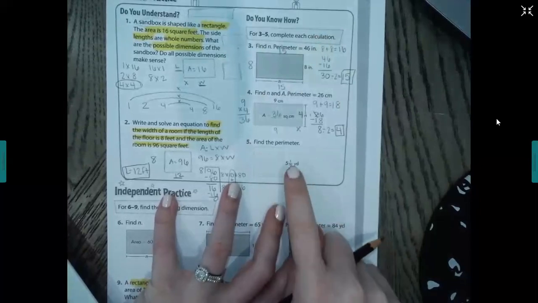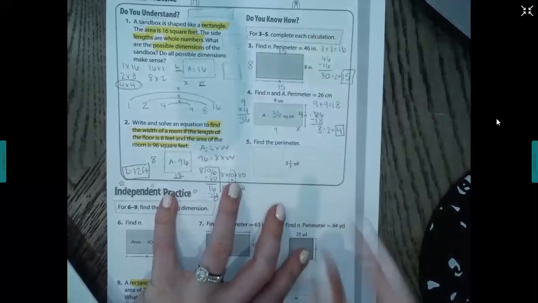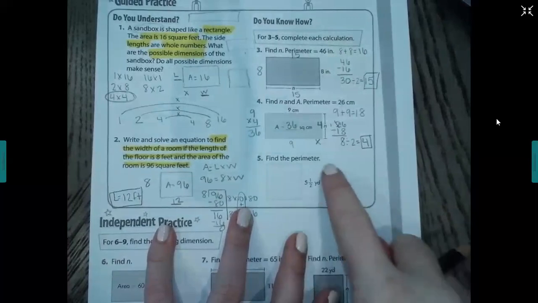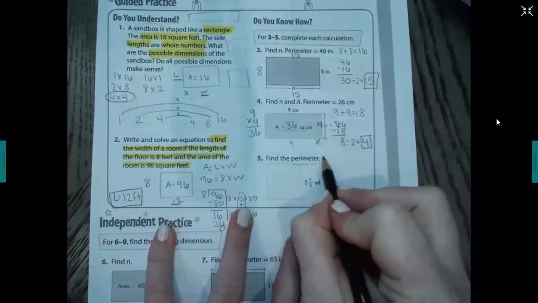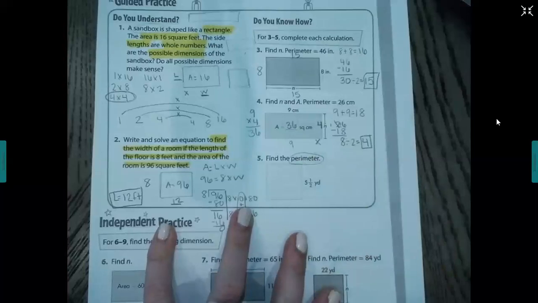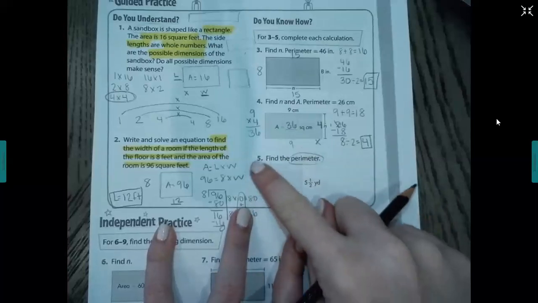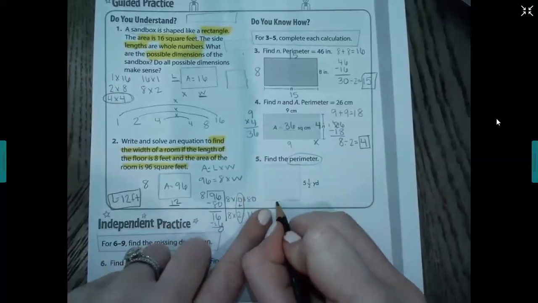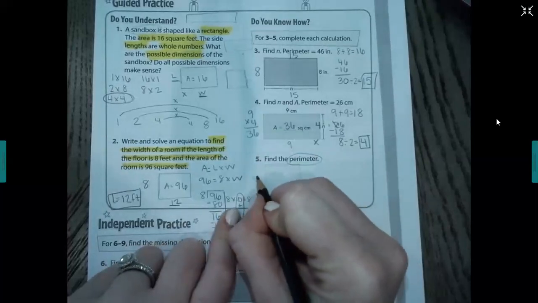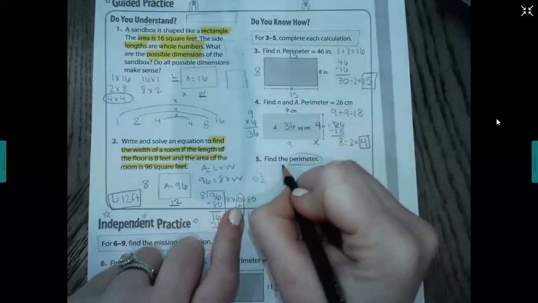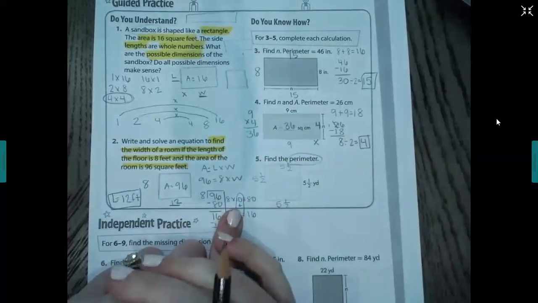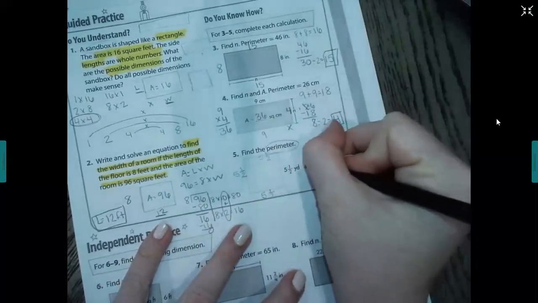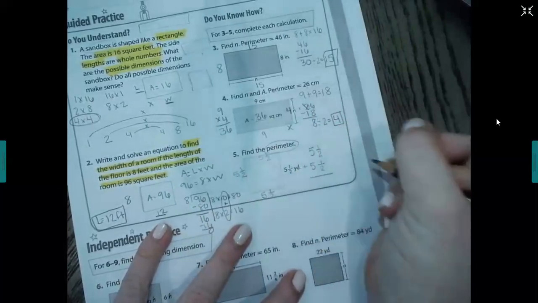Look at this one. Find the perimeter. Everybody recognize one of these? It's probably been a while since you've seen these. Fractions. Find the perimeter. Okay. I have side plus side plus side. This is a square, which means all sides are equal. So all my sides are going to be equal to 5 1/2. So 5 1/2 plus 5 1/2.